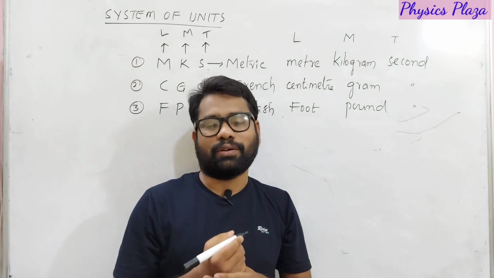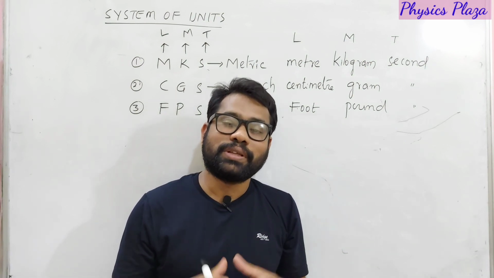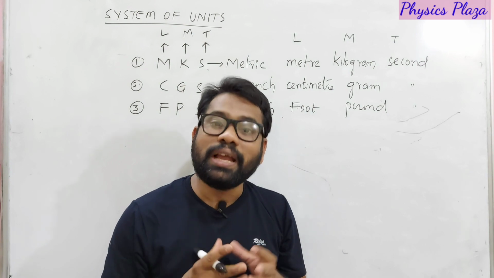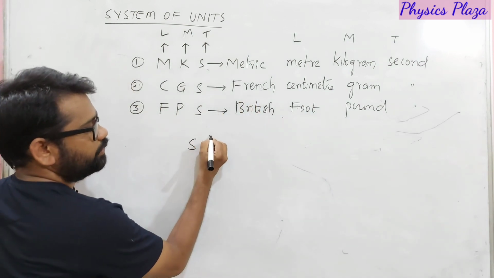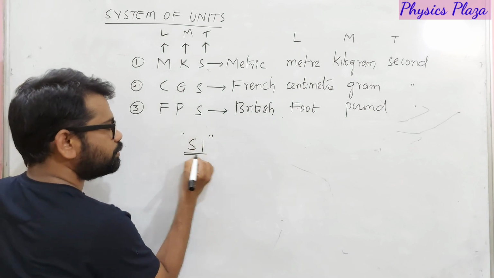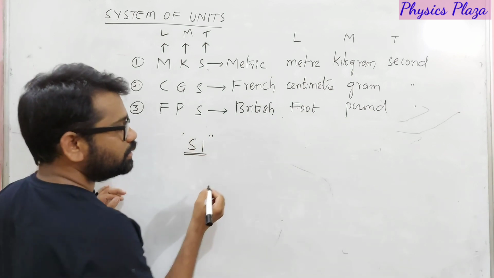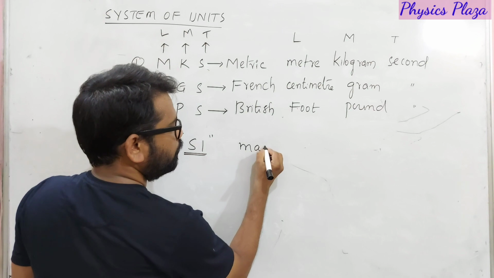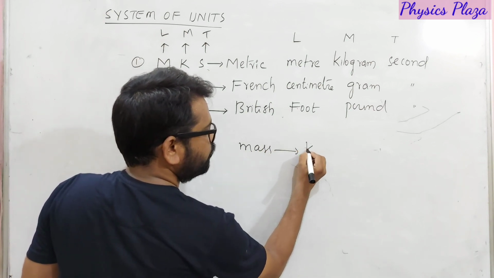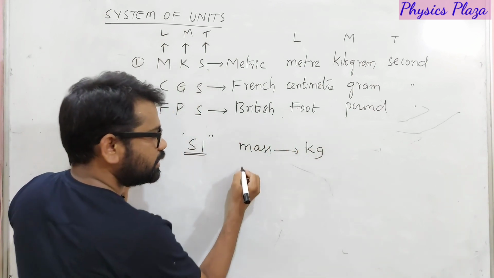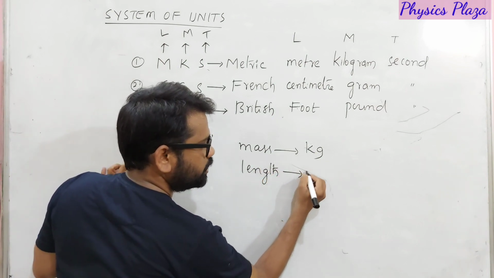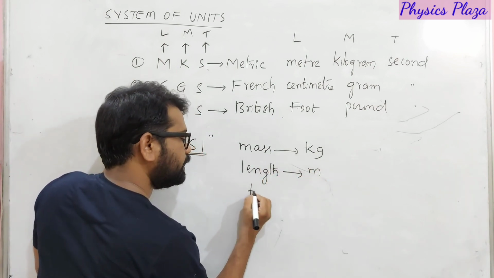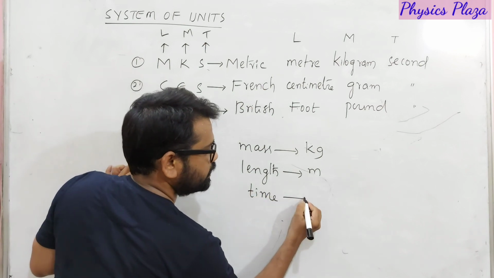So we are not using them now. Now worldwide we are using the SI system, the International System of Units. It's very important. In the SI system, dear children, how can we measure the mass? Here mass is measured in kg only, whereas length is measured in meter only, and time is measured in second only.